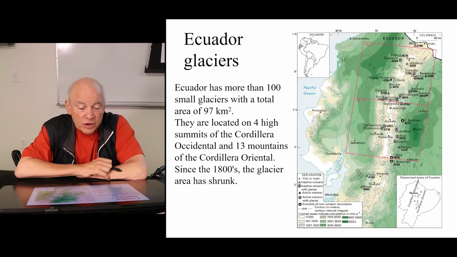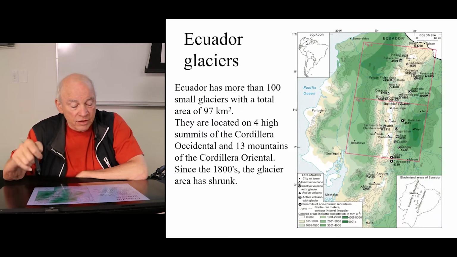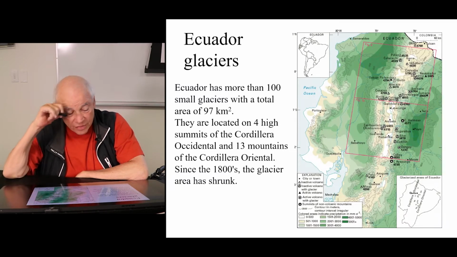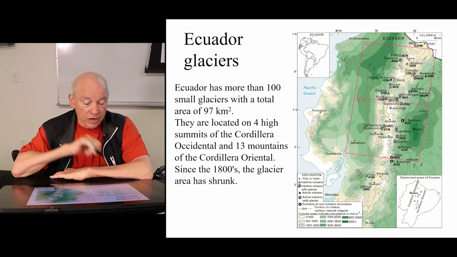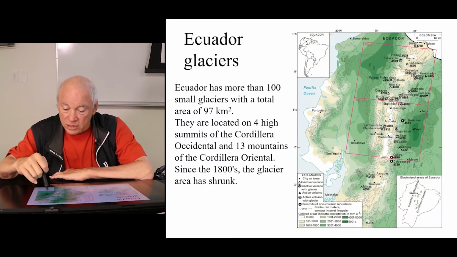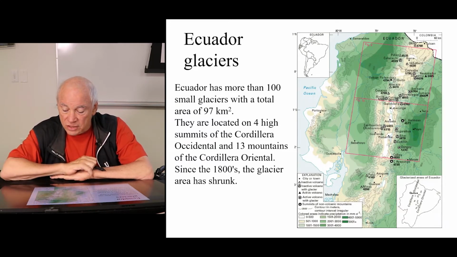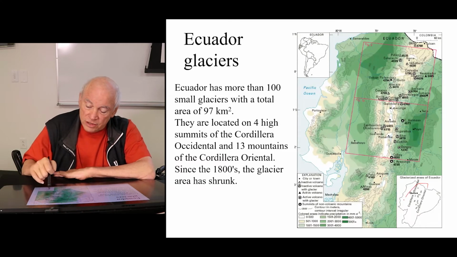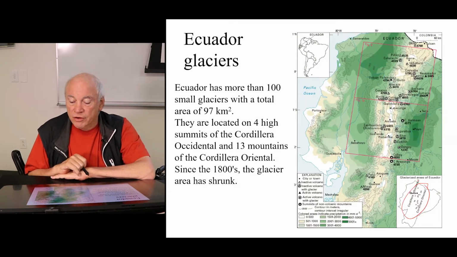Ecuador has more than 100 small glaciers with a total area of less than 100 square kilometers. And they're on 4 high summits of the Cordillera Occidental and 13 mountains of the Cordillera Oriental. So the Occidental is in the west, and the Oriental is in the east, and here are all the small glaciers of Ecuador.